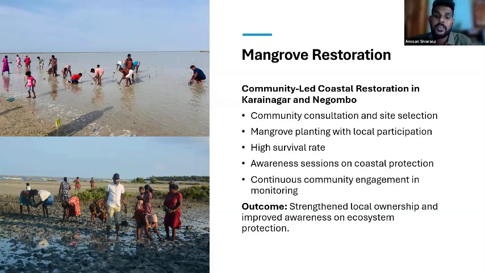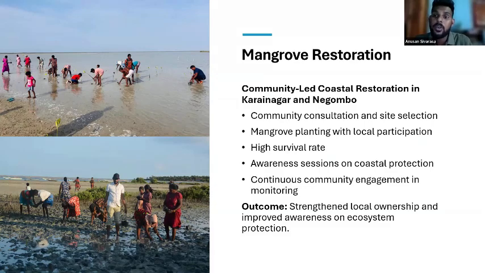And after doing this restoration, we identified which species are most suitable for this site. We found that Avicennia had a higher survival rate. After that, we planted more Avicennia again at this restoration site.